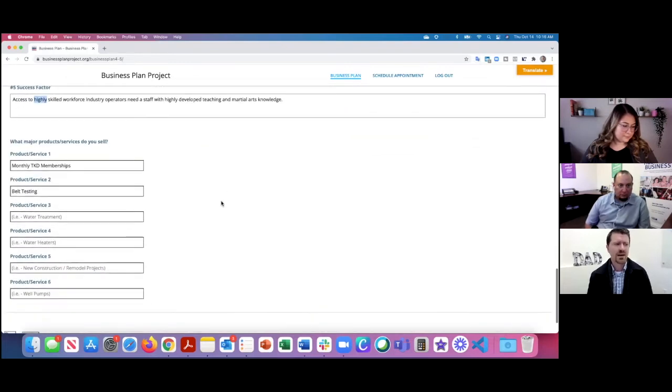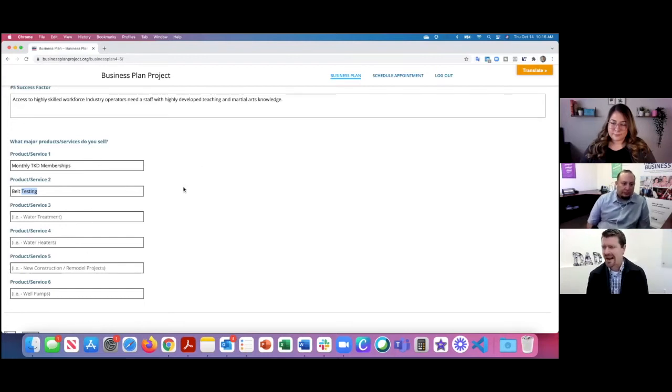And the last part is, what major products or services are we selling in this business description? We've got to kind of lay the land. So we're saying we're going to do monthly TKD memberships and belt testing, because every month my son would always take a test, maybe a month and a half, going from white belt to yellow belt to orange to green and so forth. Well, we would charge for that, or we would have to pay as a customer. So I'm going to keep it simple.